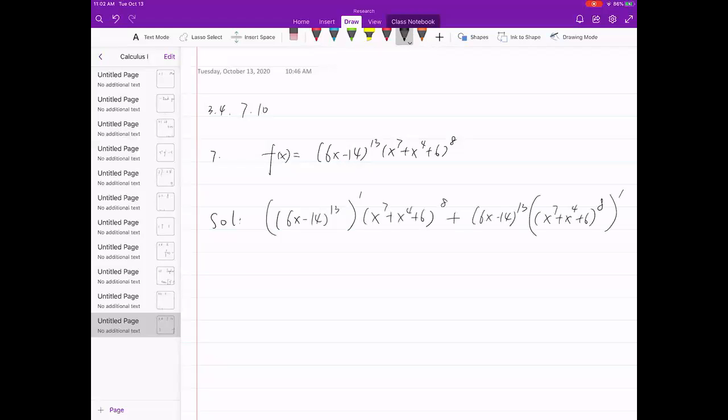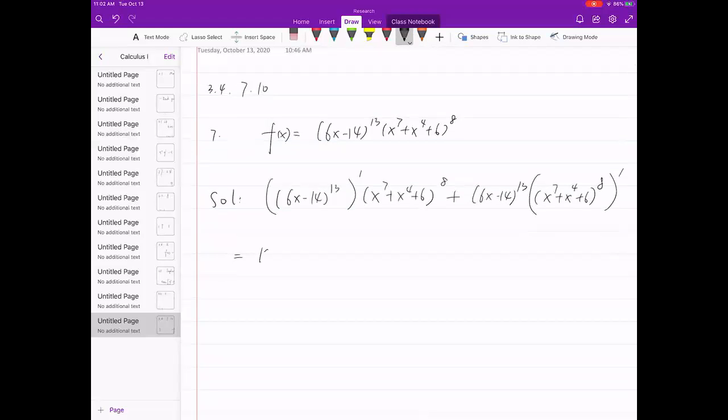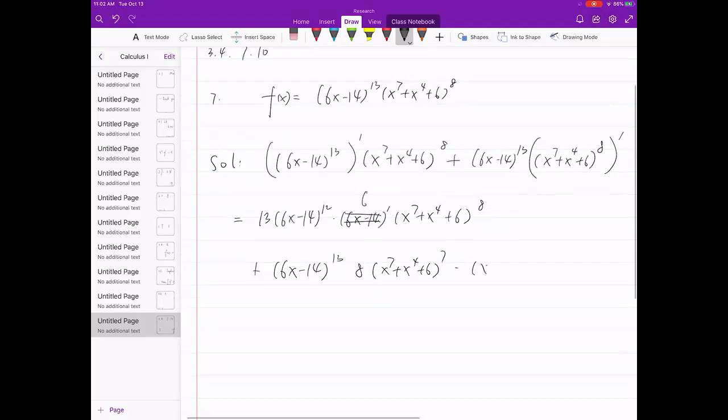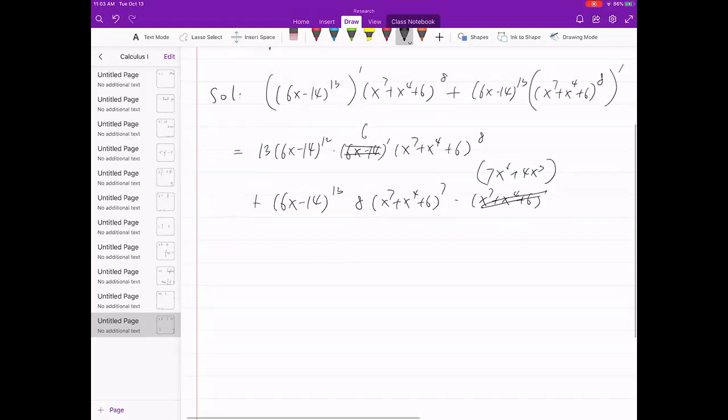That will be step 1. After that, let's just take the derivative. Number 1, 13 goes to 12 times the derivative of the inside, which is 6. Similarly, 8 goes to 7 times the derivative of the inside. In our case, this is going to be 7x to the 6 plus 4x cubed. Okay, so together, let's clean things up.